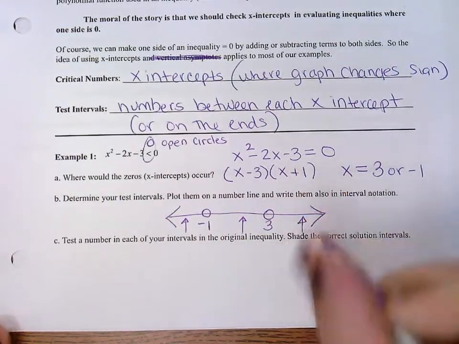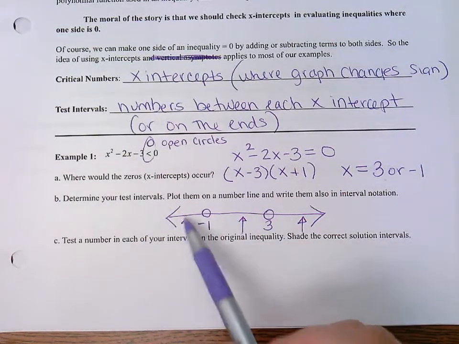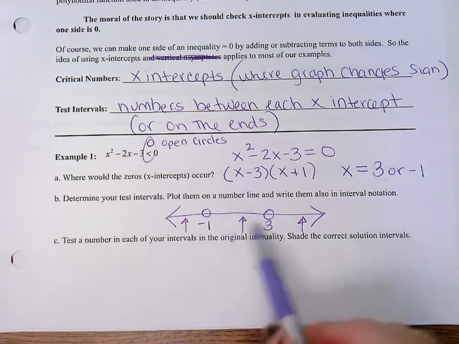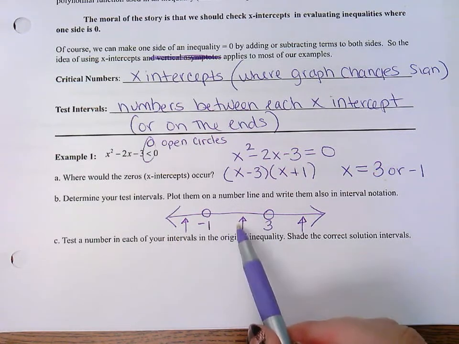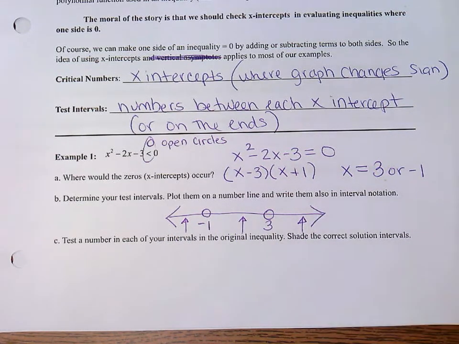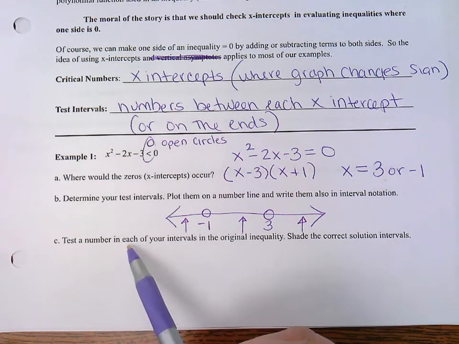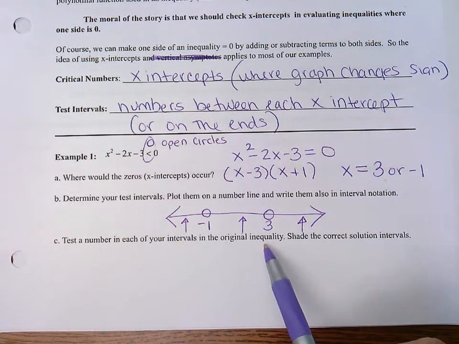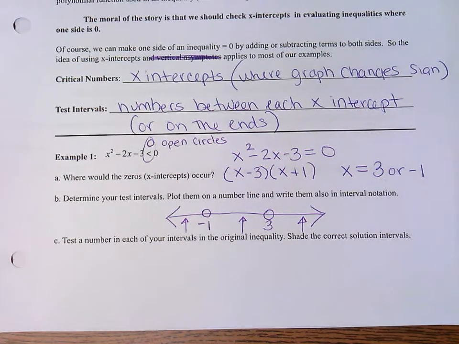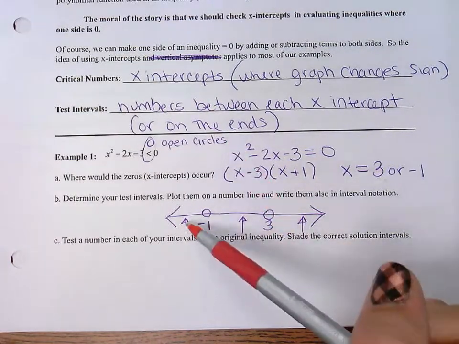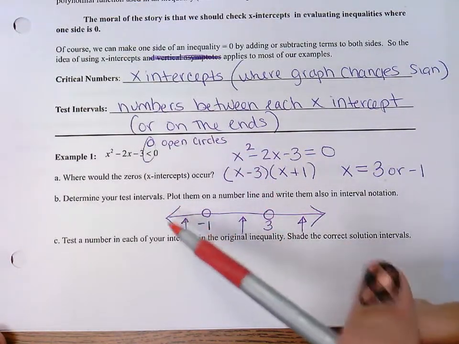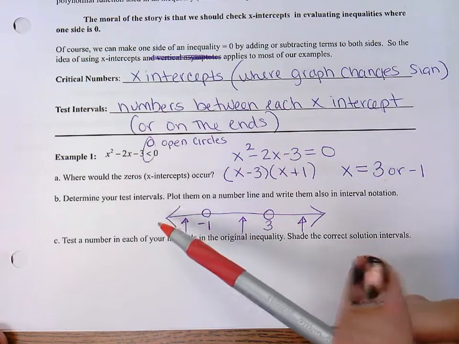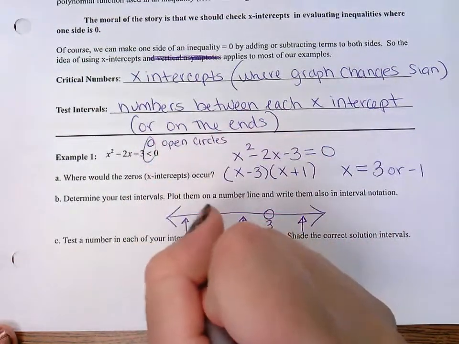I want to know what's going on to the left of negative 1, in between negative 1 and 3, and to the right of positive 3. So now I'm going to test a number inside each of my intervals in the original inequality. I'm just going to use a different color pen. Give me a number that's kind of a small number to the left of negative 1. I would choose negative 2.